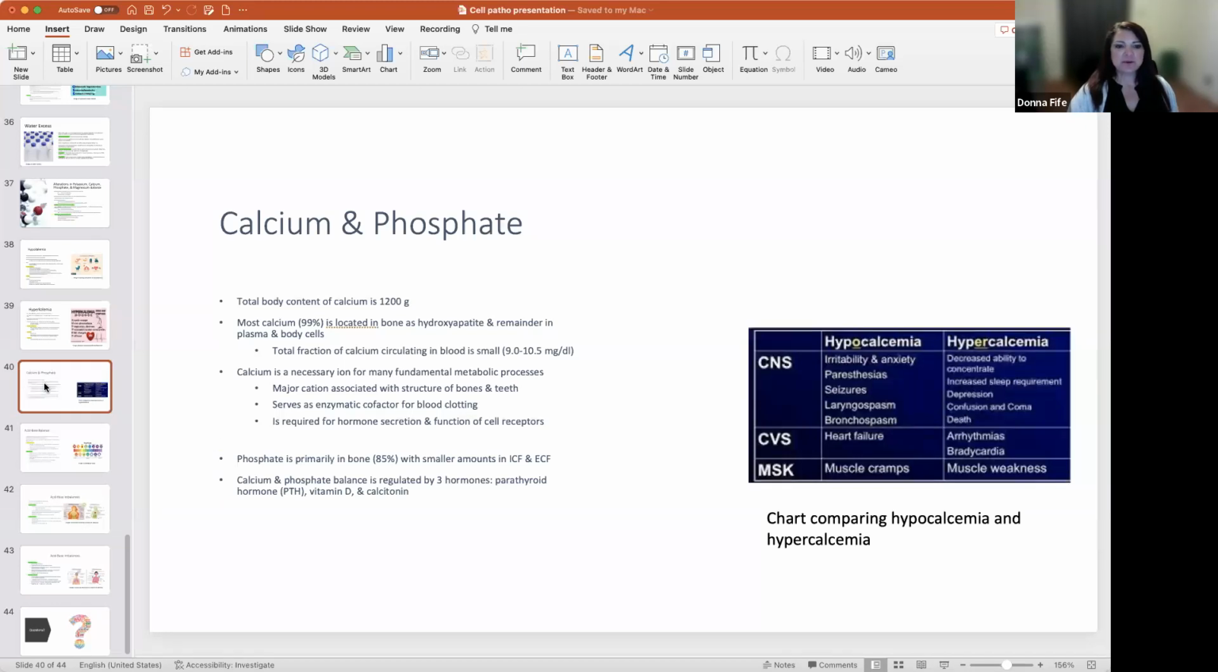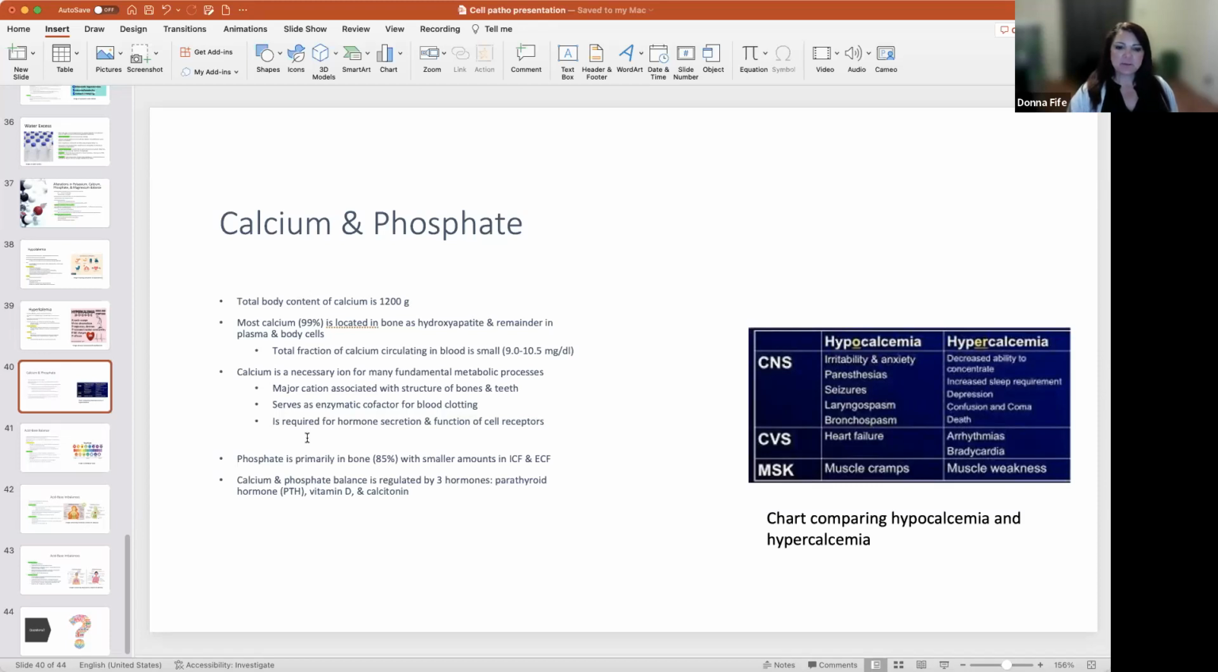Calcium and phosphate. The total body content of calcium is 1,200 grams. Most of the calcium, about 99% of it, is located in the bone, and the remainder is in the plasma and body cells. The total fraction of calcium circulating in blood is small, and the range we're going to see in blood levels is 9 to 10.5. Calcium is a necessary ion for many fundamental metabolic processes. It's a major cation associated with structure of bones and teeth, serves as an enzymatic cofactor for blood clotting, and is required for hormone secretion and function of cell receptors.